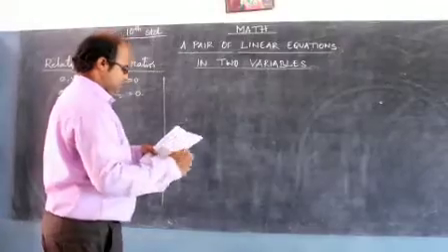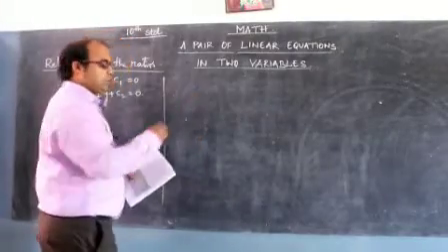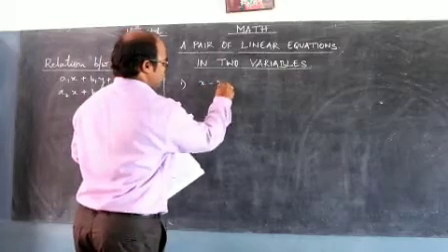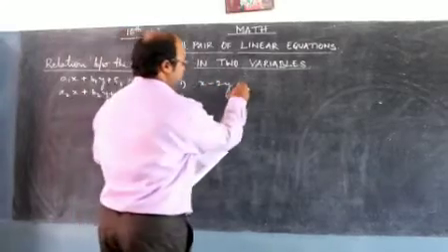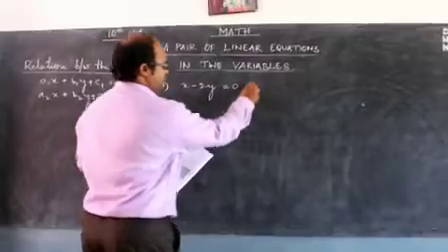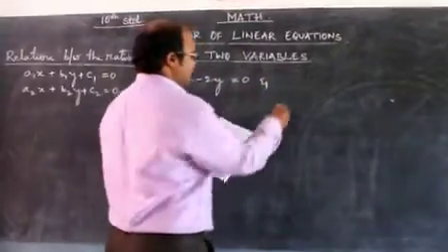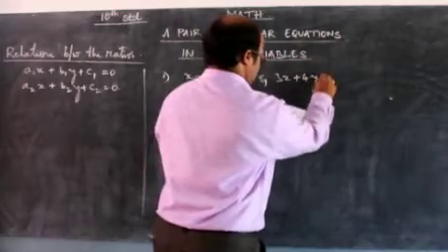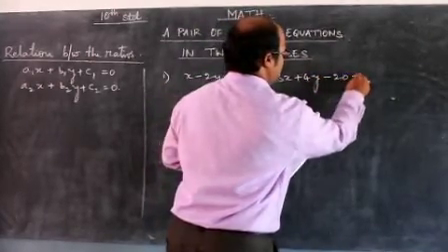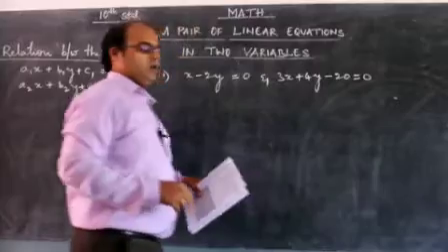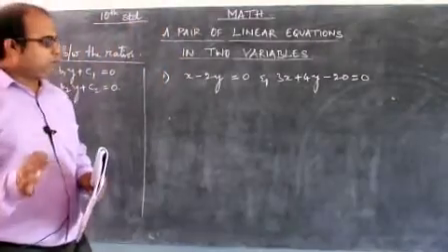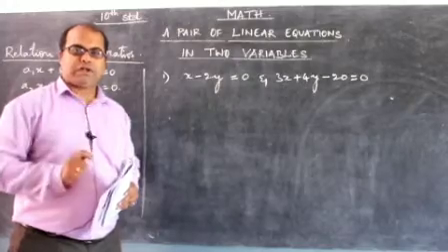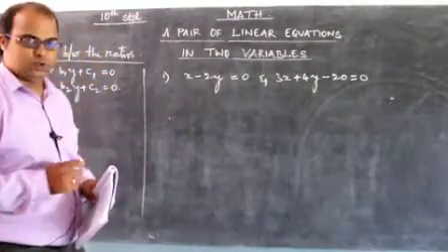The first pair of linear equations, that is x minus 2y equal to 0 and 3x plus 4y minus 20 equal to 0. So children, I hope you will be able to identify the values of a1, b1, c1 and a2, b2, c2. So first let us do that.